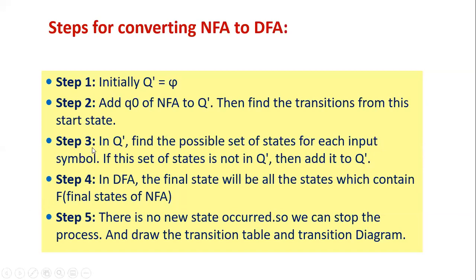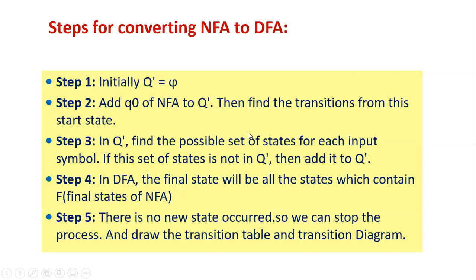In the third step, Q dash is the set of states of the DFA. Find the possible set of states for each input symbol. If this set of states is not in Q dash, that is, if any new state arrives with the transition we did in step 2, then you have to add that state into Q dash. Otherwise, we calculate the states for each and every input symbol.